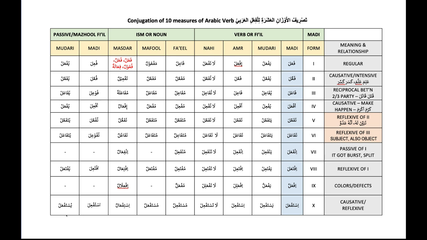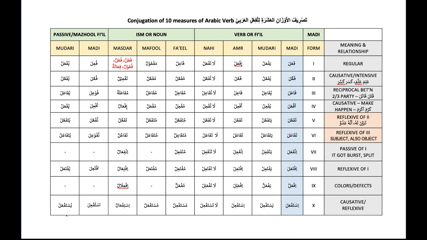Our next priority would be to memorize the 9 keys of conjugation, like madi, mudari, amor, nahi, fa'il, maf'ul, masdar, madi majhul, mudari majhul. I repeat, madi, mudari, amor, nahi, fa'il, maf'ul, masdar, madi majhul, mudari majhul.